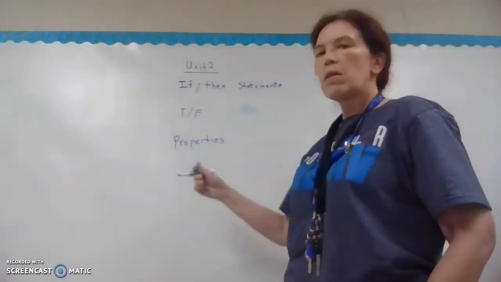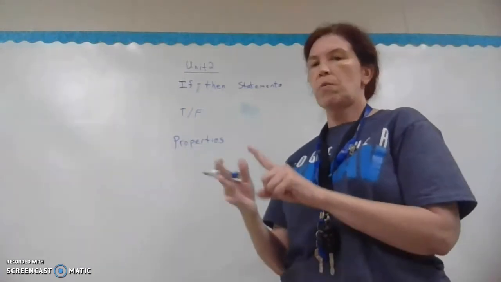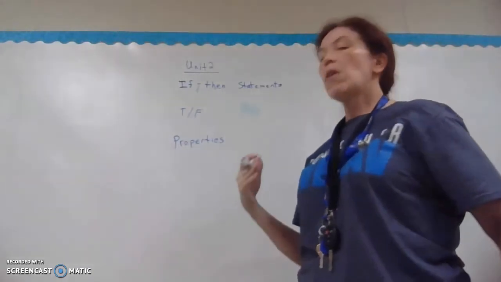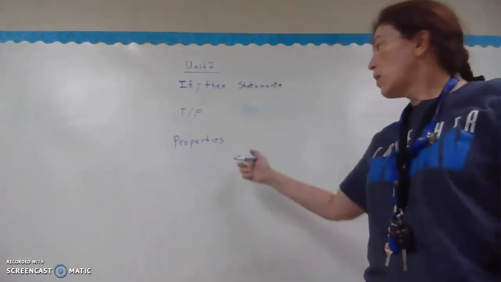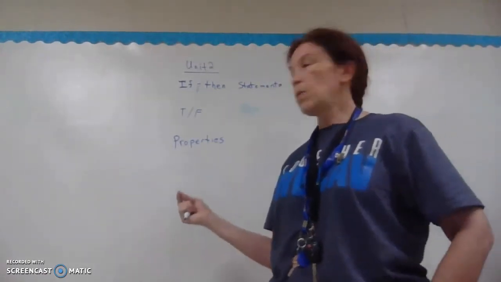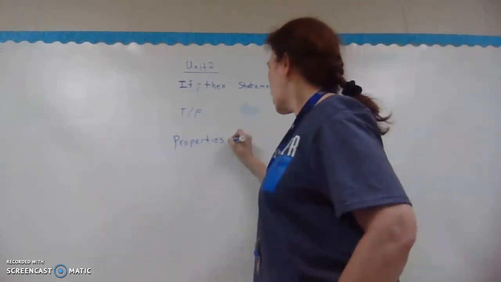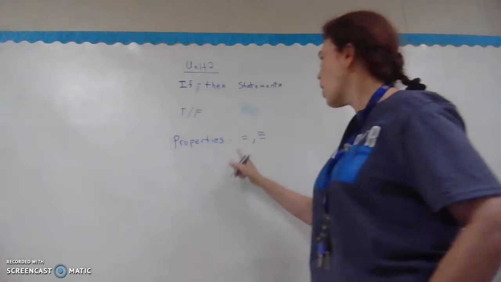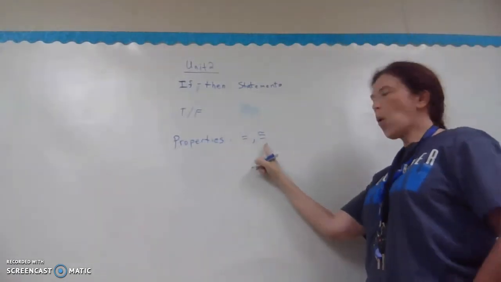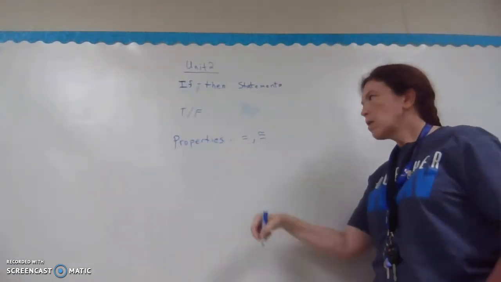So properties, we have addition, subtraction, multiplication, division. Then we have what we call reflexive, symmetric, and transitive. And they go with equality and congruence. So our properties are equality and congruence. So I'm either going to be using an equal sign or a congruent sign with them.